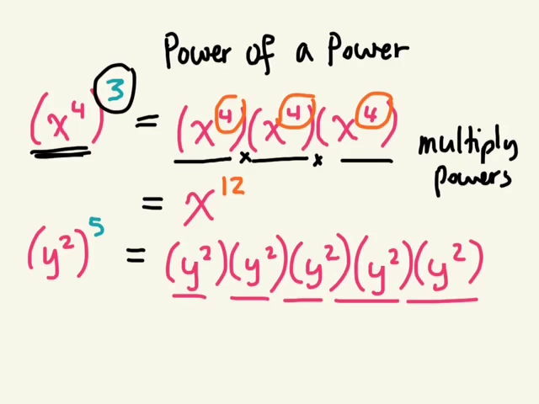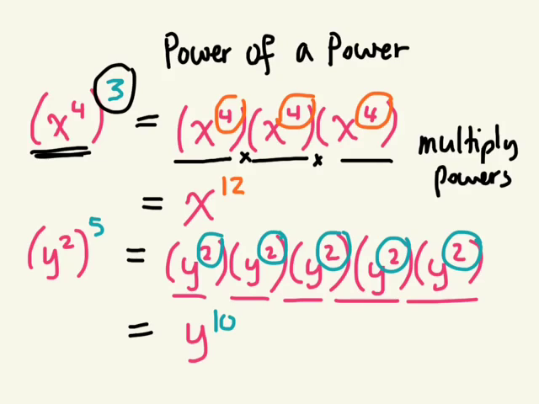We are multiplying powers with the same base. What do you do when you multiply powers with the same base? Write the base. What's the base? Y. And now I need to add the exponents: 2, 4, 6, 8, 10.